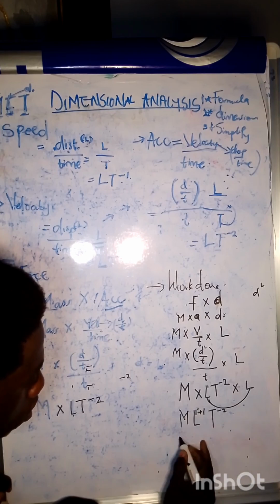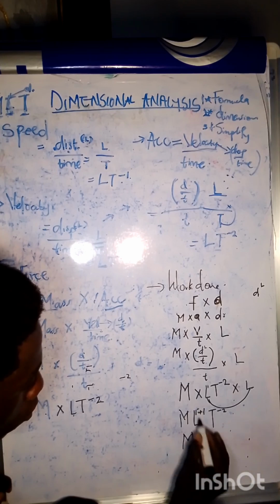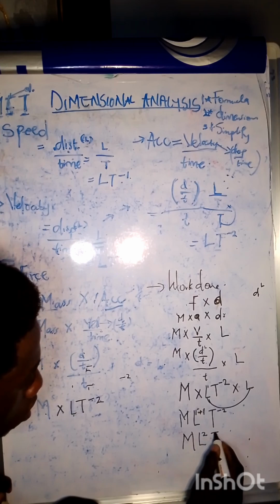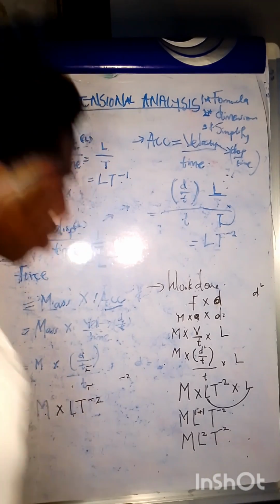Then you have your M, L, 1 plus 1 is what? 2. T minus 2. Very easy.